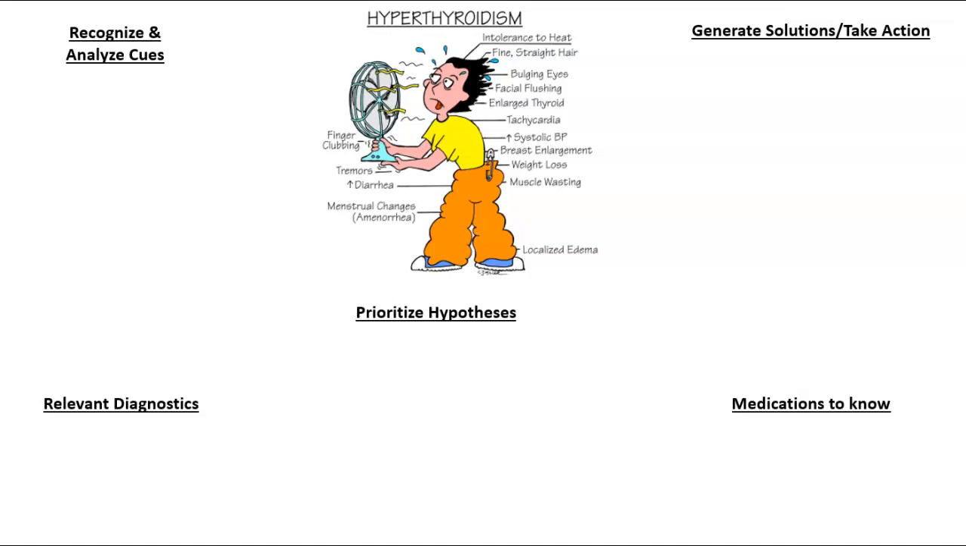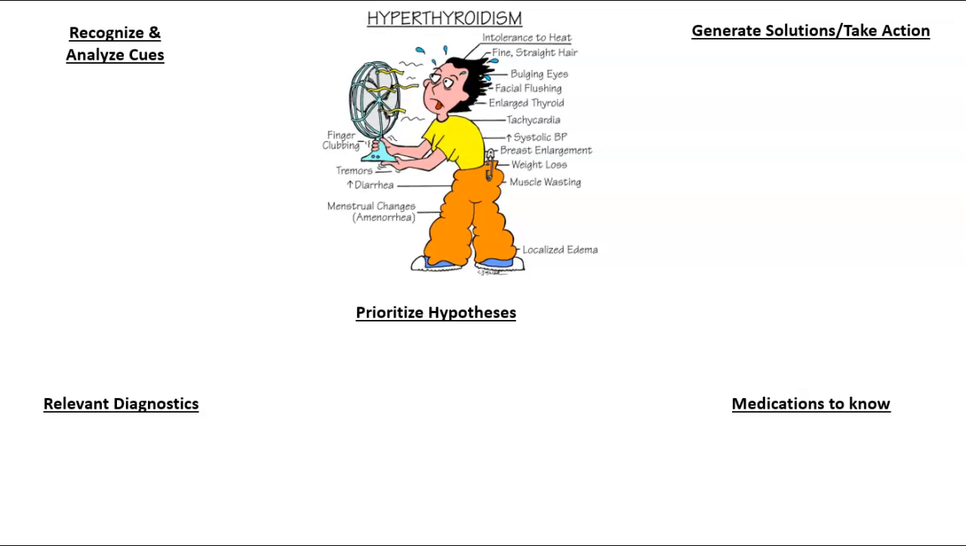So, under generating solutions and taking action, we want to give the person relief of signs and symptoms. We want them not to experience any serious complication, maintain their nutritional balance, and then be able to comply with the therapeutic plan. So, how do we do this? We need to definitely monitor for the thyroid storm. Remember, they could be tachycardic, experience heart failure, signs of shock. Their temperature can go as high as 106 degrees. They could have seizures.